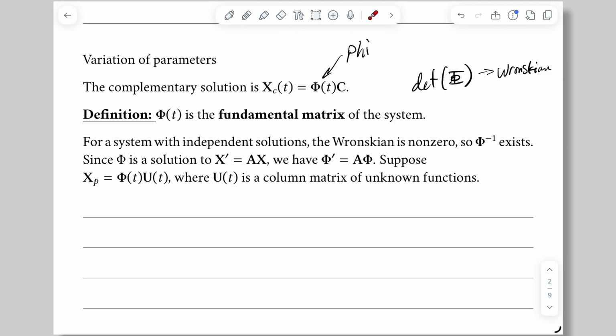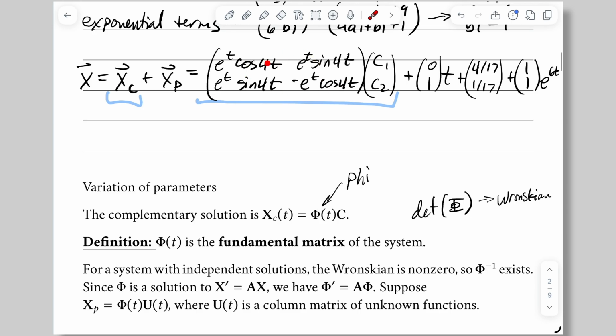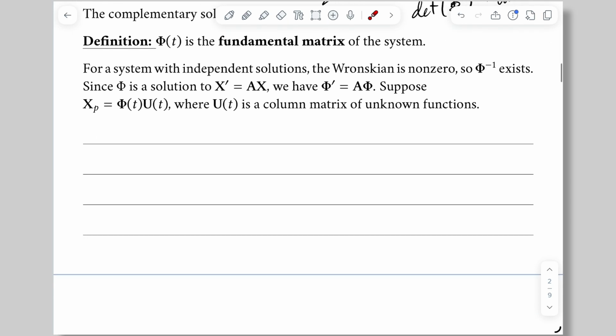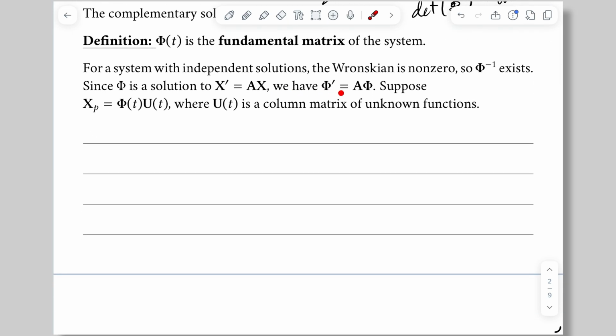Because the solutions in that fundamental matrix are linearly independent, the Wronskian is non-zero, so the inverse of the matrix exists. Since phi is a solution to the differential equation x prime equals A x, we know that phi prime equals A phi. We just plug phi in place of x. We're going to propose a form of solution. This is going to feel like variation of parameters that we saw in a previous chapter.